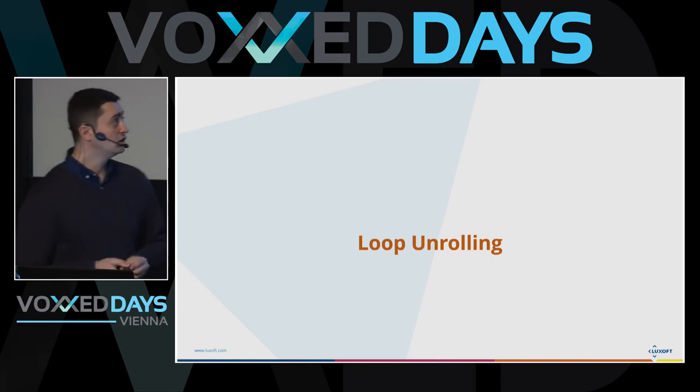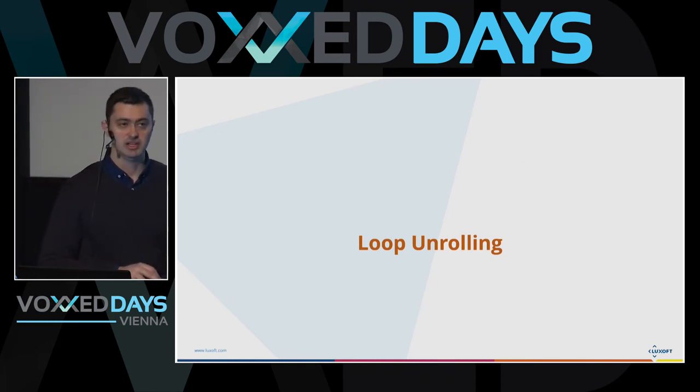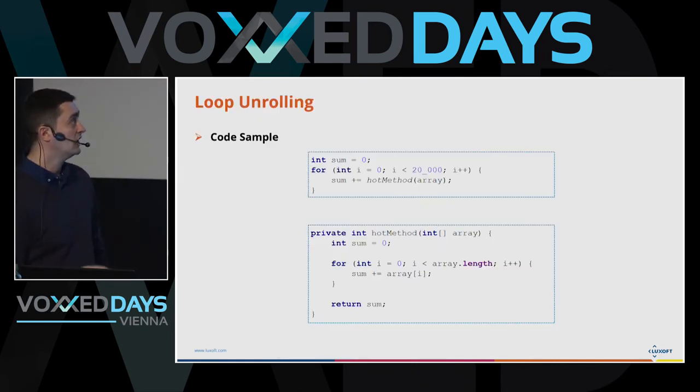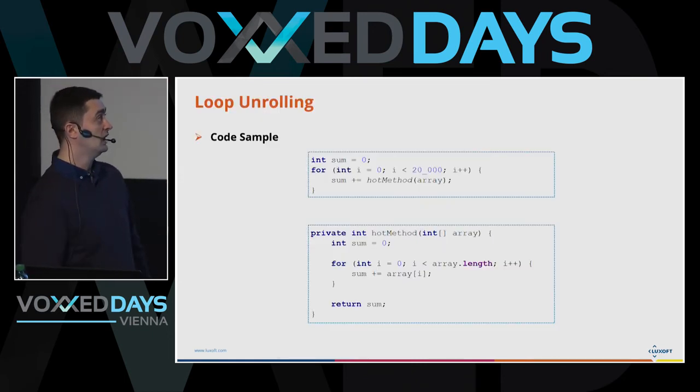The next one is called loop unrolling. What's loop unrolling? It's mainly a technique to reduce the number of jump instructions if we have long-running loops. For example, what we have in here, we have a method, and inside my method I compute the sum of this array. And at the end I return the sum of the array.